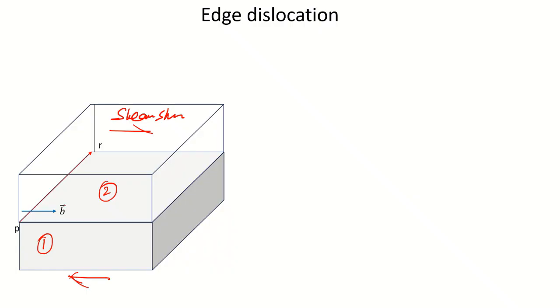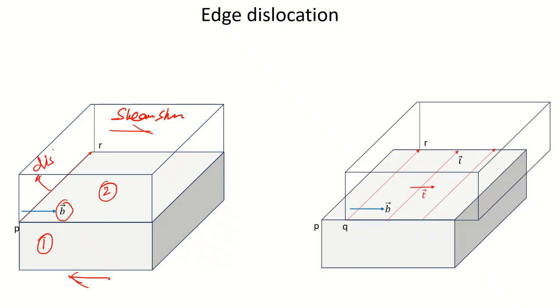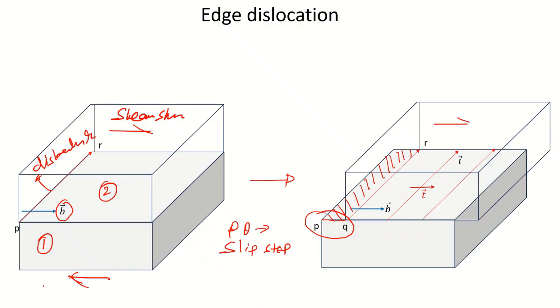And these are the Burgers vector and the dislocation line. So if we apply the shear stress, the material becomes like that. This part is known as the slip step. This is PQ. PQ is known as the slip step, in the direction of the applied shear stress, and the magnitude of the slip step is equal to the Burgers vector.